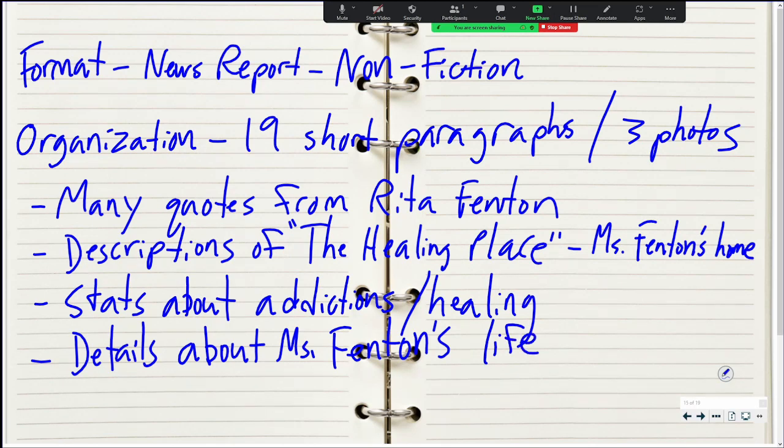All right, so that's good. Even if you don't jot all that down, but I think you should, as long as you have that information available to yourself, you put this work in a little bit of context. If we're looking for answers to these questions, this is basically how the article is broken down, right? You get many quotes from the subject of the article, Rita Fenton. It's a description of the healing place and her home. We get stats about addictions and mental health.